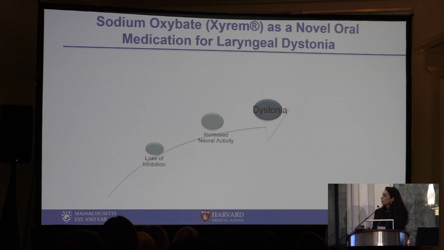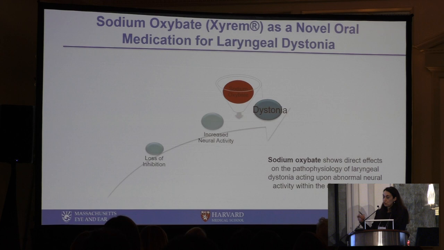So we think that in the pathophysiological pipeline of dystonia, and laryngeal dystonia specifically, there is loss of inhibition and increased neural activity, and that's where sodium oxybate may be coming through, as it shows direct effects not only on activity but also on the network.